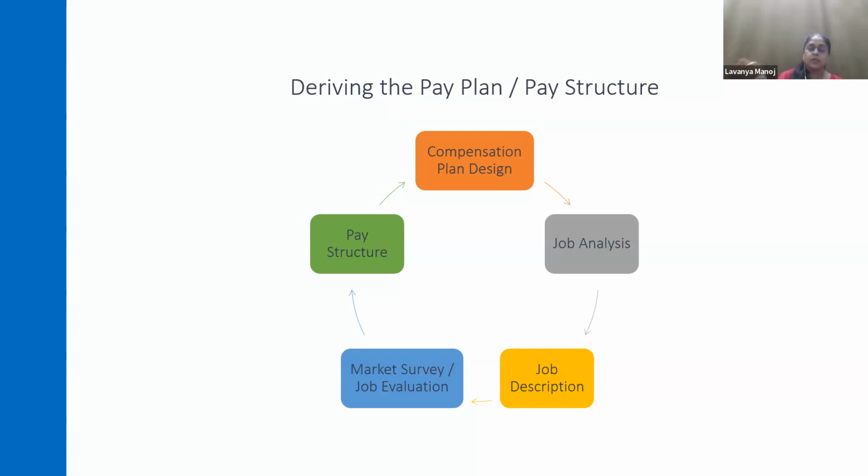So how many hours the employee is going to work, whether they have to work on Saturdays, or whether work from home can be made available to them, or they have to come to the office and do the work. Everything, the complete job analysis.